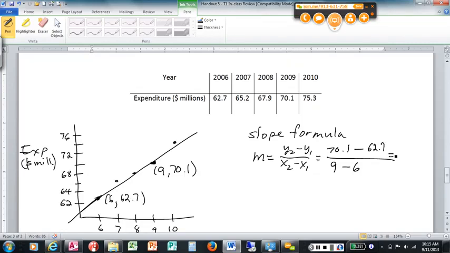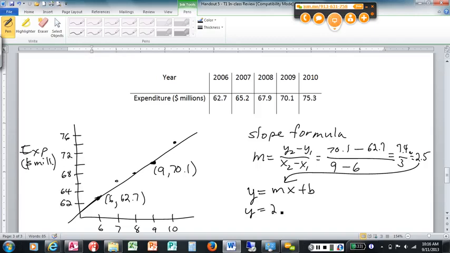70.1 minus 62.7 is 7.4. Divide by 3. And I would go ahead and say, one decimal place, 2.5, approximately. So what do I do with that? Well, that's y equals mx plus b then. That's my m. So this one's just like we did previously.